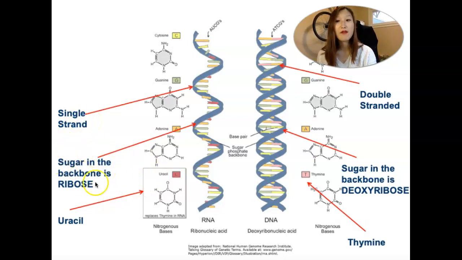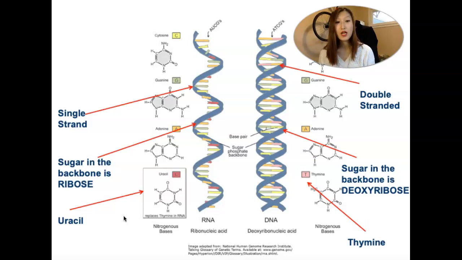And then the sugar in the backbone of an RNA is a ribose, and the sugar in the backbone of a DNA is deoxyribose. And in terms of bases, DNA has A, T, C, and G. RNA simply doesn't have a thymine. It has A, U, C, and G, okay?